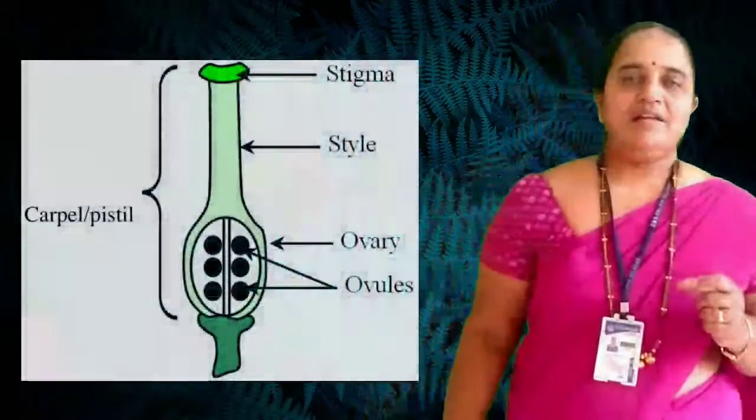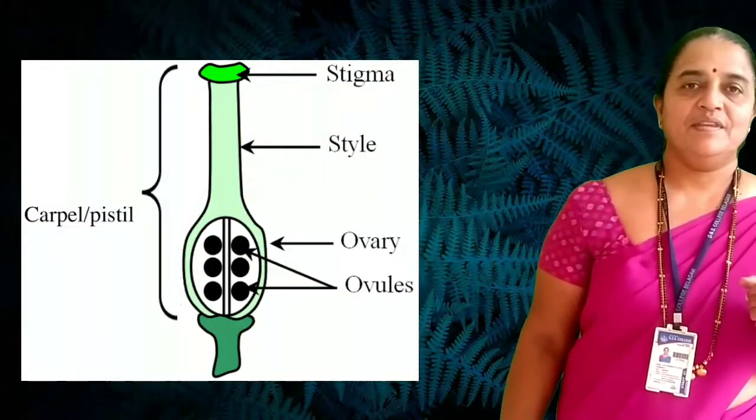In today's session, let me start with the female reproductive whorl in flower. It is known as gynoecium. The members of gynoecium are called carpels. They are also known as pistil. Each carpel has three parts.